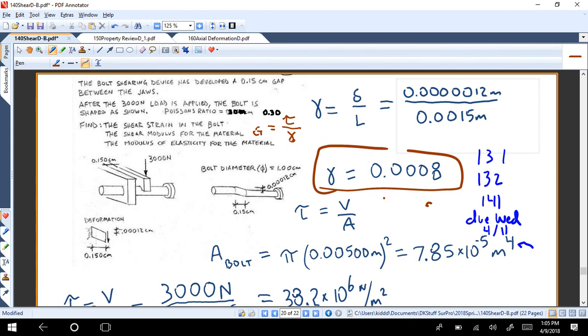And that one I would want in meters, so that's what I'm doing here. I'm just taking the area of the bolt. It's pi r squared. The thickness of the bolt there is 1 centimeter, I think. So half of that is 0.005 meters. Square that and multiply it by pi and you get the area of the bolt. Okay. So there's the bolt diameter right there.